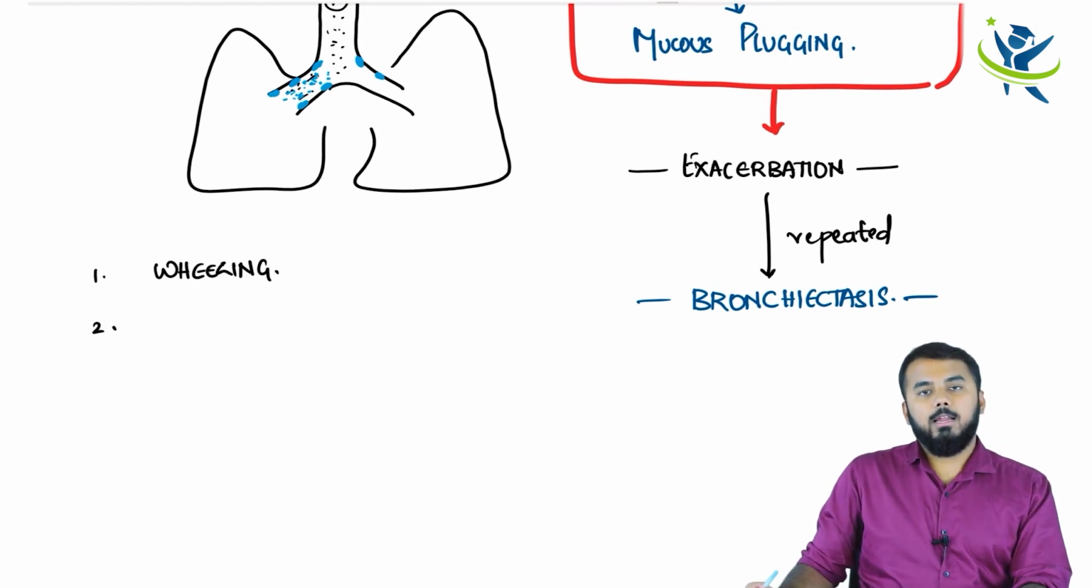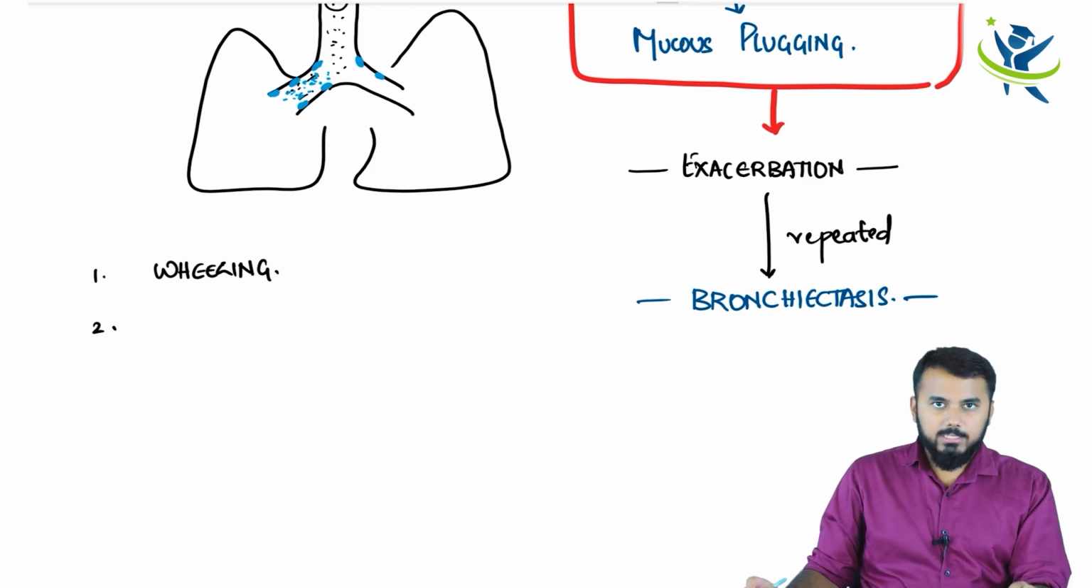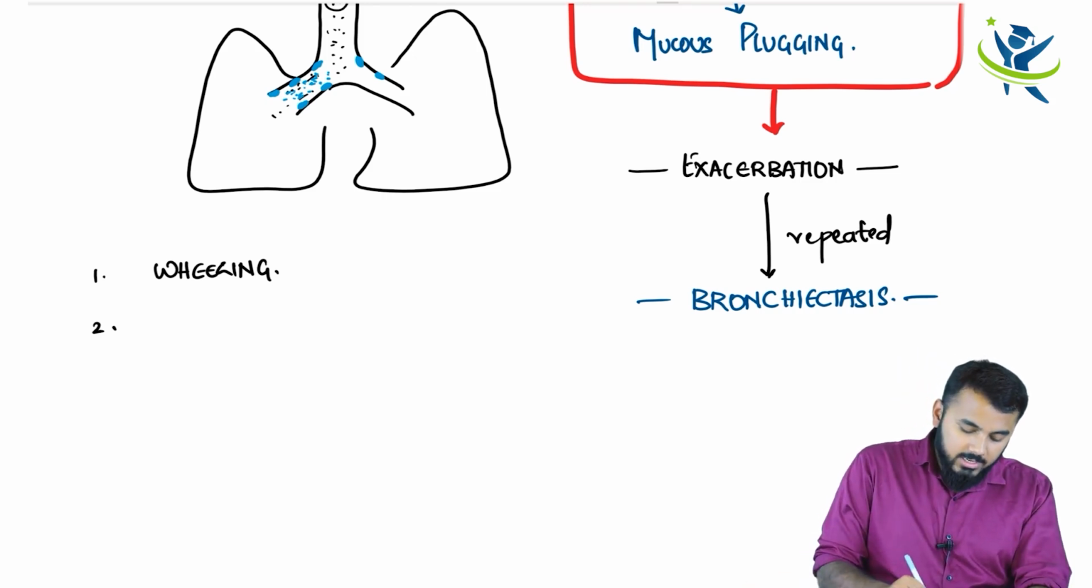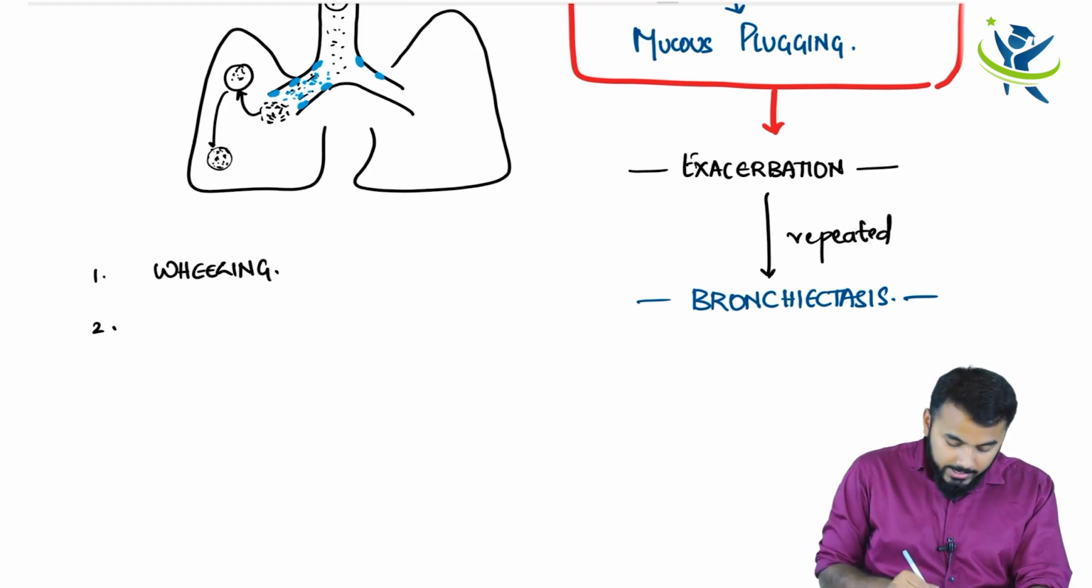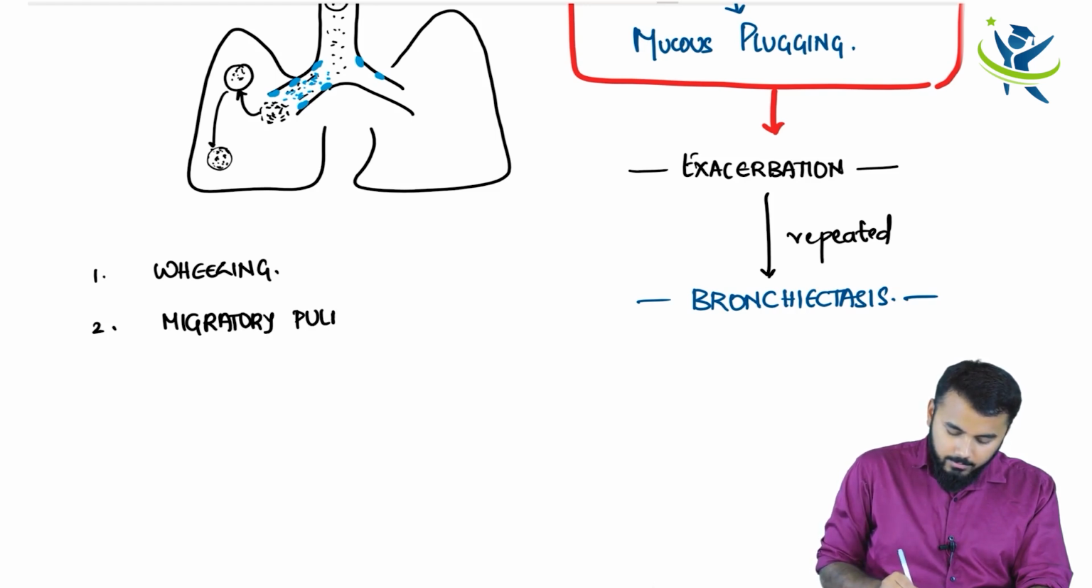The second important thing is these pulmonary infiltrates, right? Let us say the infection has reached the lungs here. Now this infection will not stay here. It will migrate to another place. From here the infection will migrate to a third place like this. So these pulmonary infiltrates are migrating. So you call them migratory pulmonary infiltrates.